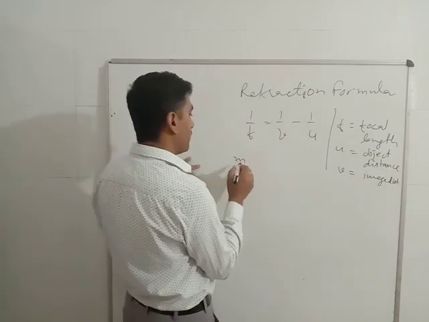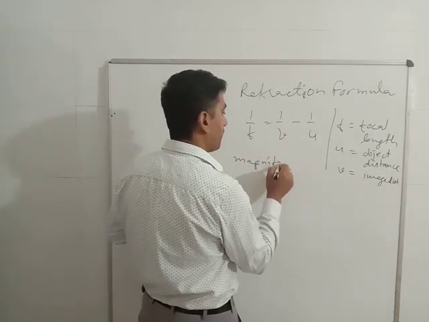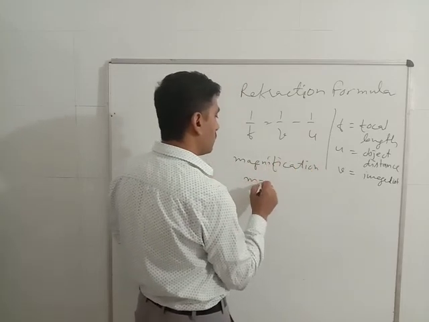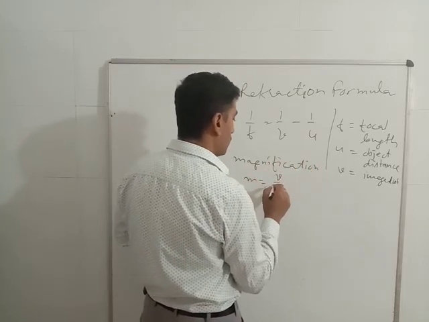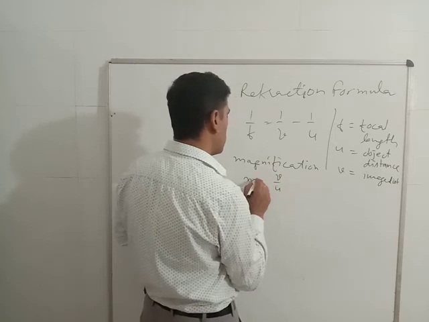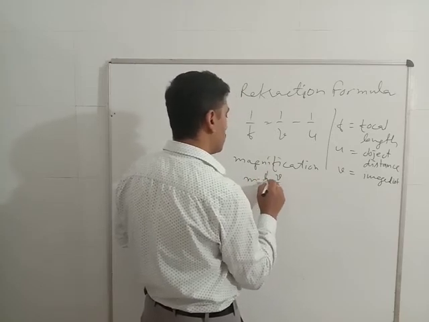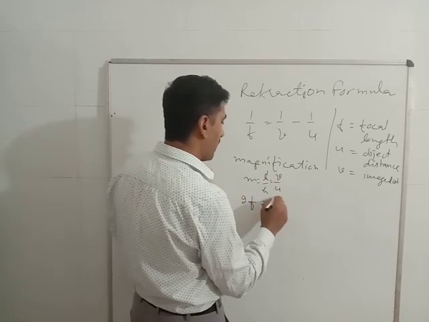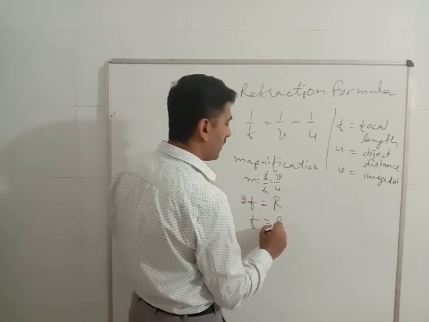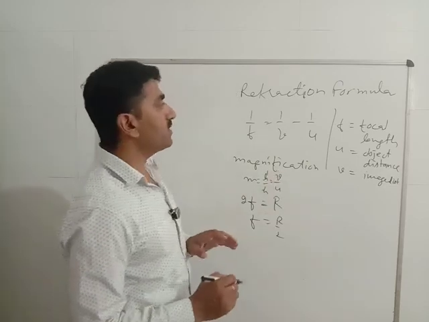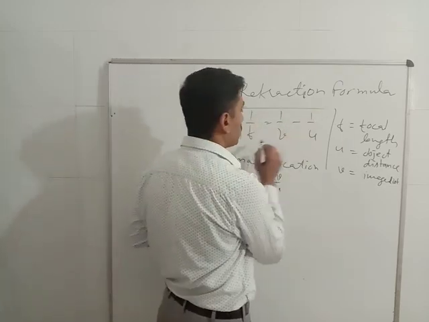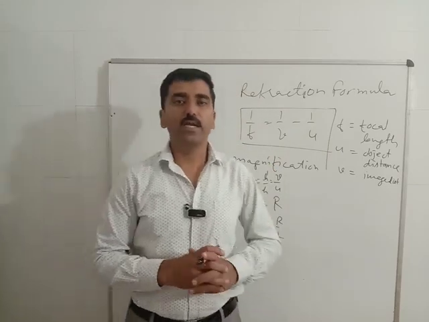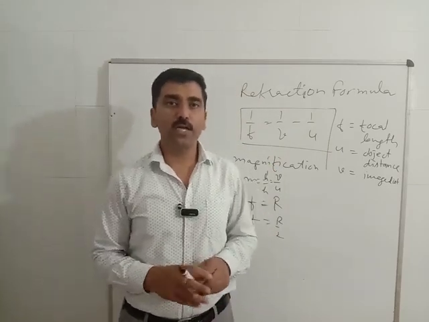And your magnification formula, you have to remember the magnification formula: M is equal to V upon U, or H dash upon H also, you can write H dash upon H is equal to V upon U, where F is equal to R by 2. If you can remember these formulas, with the help of these formulas you can solve all types of numericals. So numericals I'll be taking in the next session. So that's all for today.